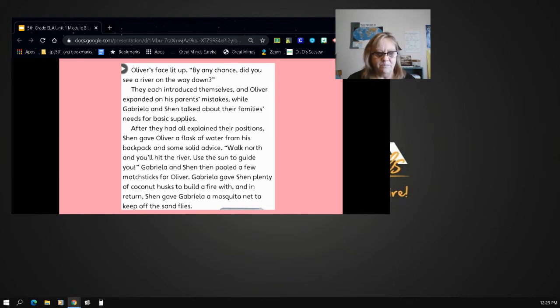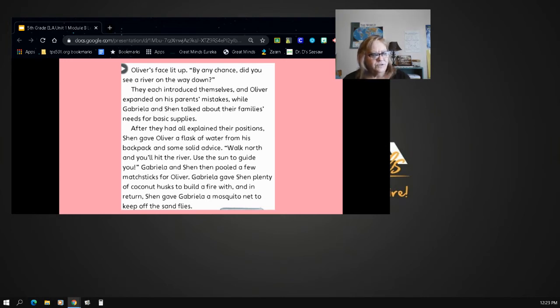Gabriella and Shin then pooled a few matchsticks for Oliver. Gabriella gave Shin plenty of coconut husks to build a fire with, and in return, Shin gave Gabriella a mosquito net to keep off the sandflies.